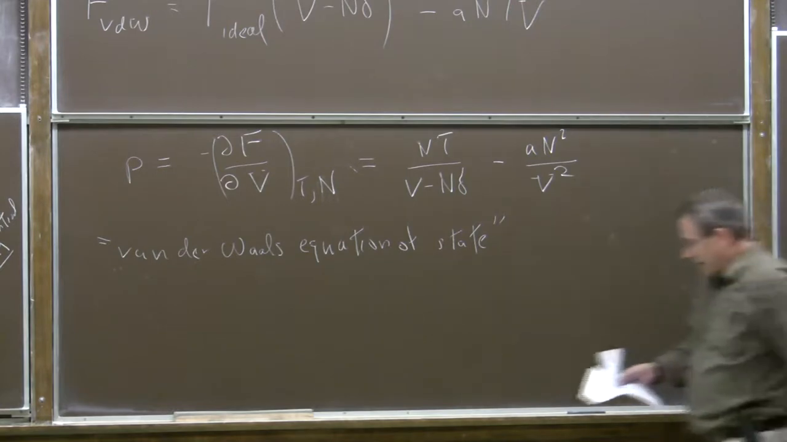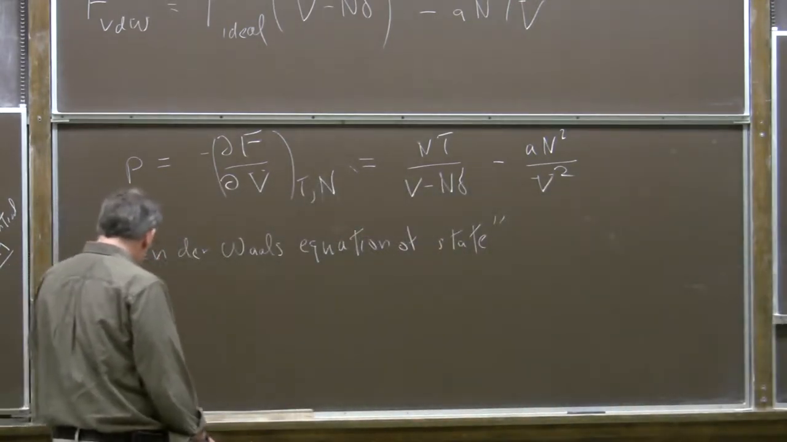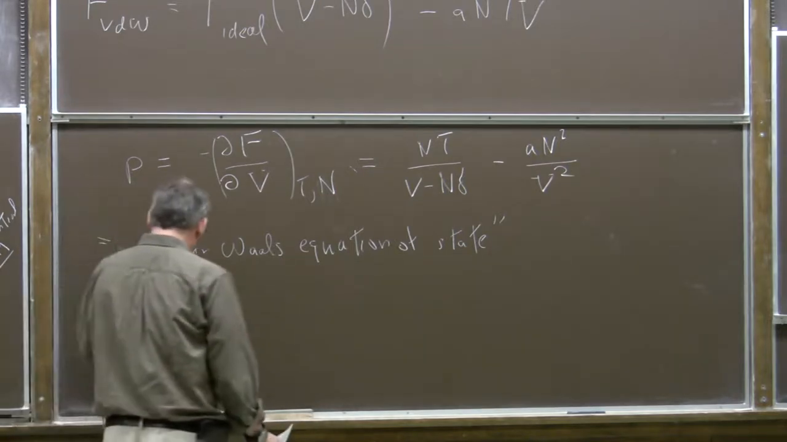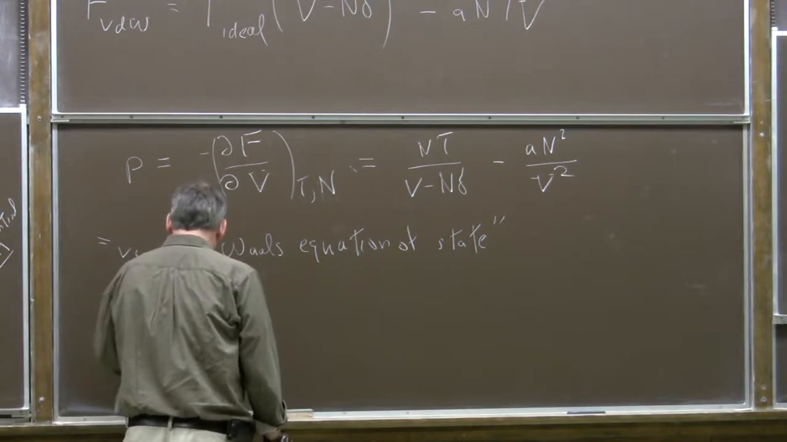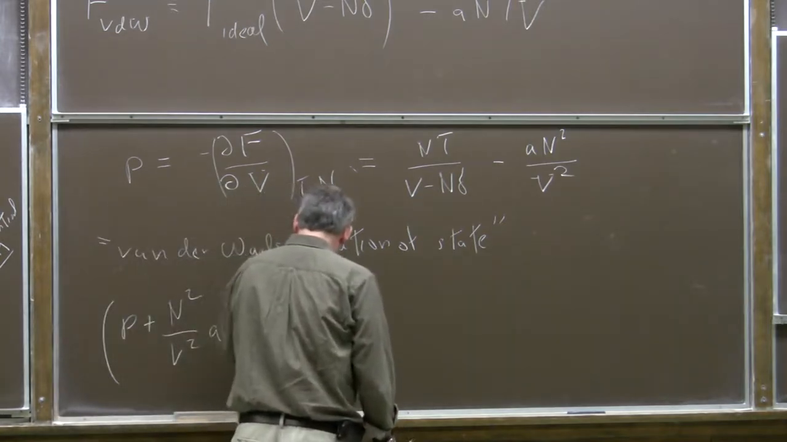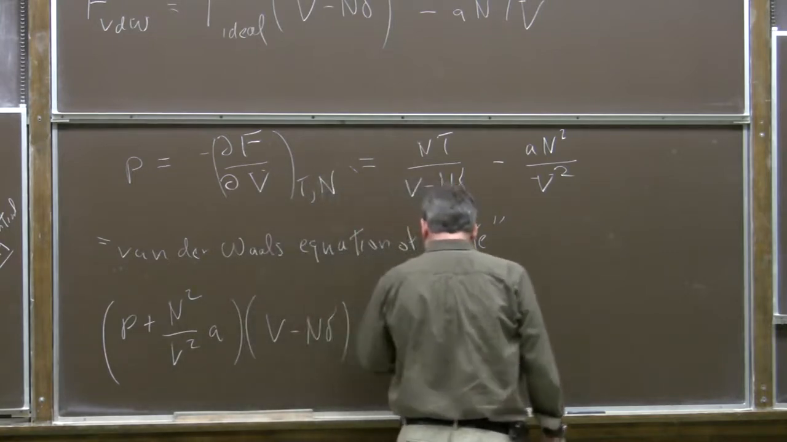In fact, let's rewrite it in the following way. We're going to replace the ideal gas law by pressure, put the N squared A over V squared on the other side, so pressure plus N squared over V squared times A, times the volume minus the excluded volume, V minus NB, equals Nτ.